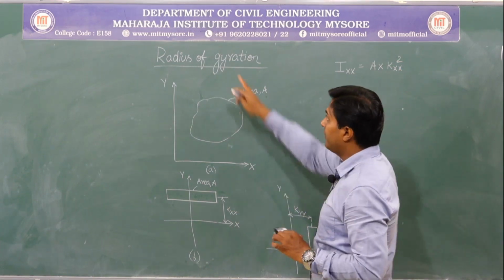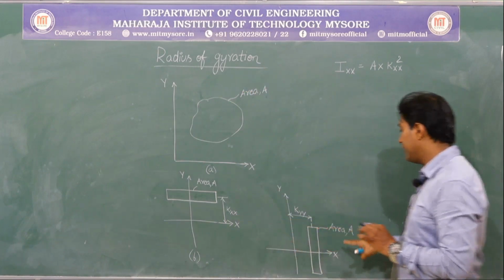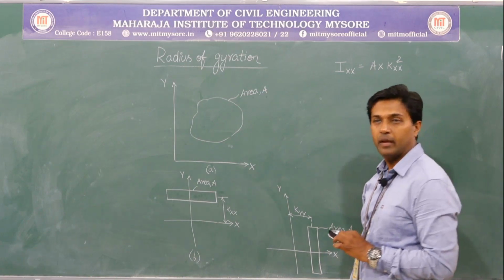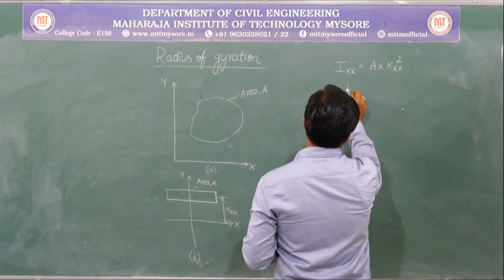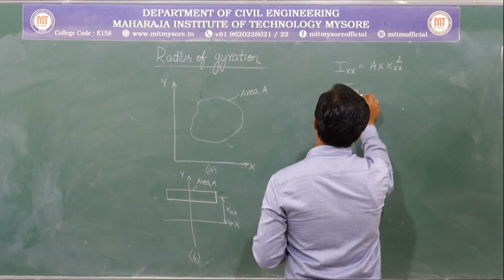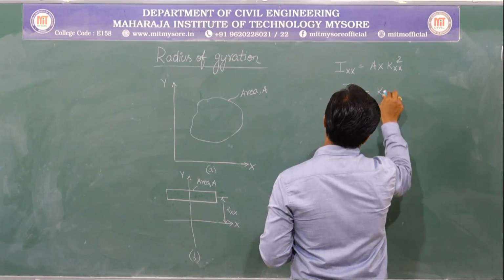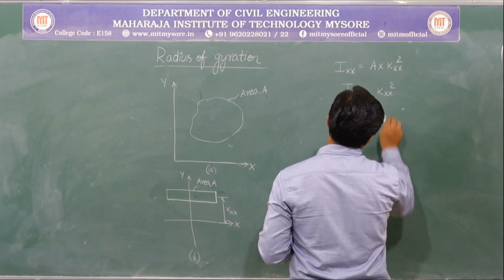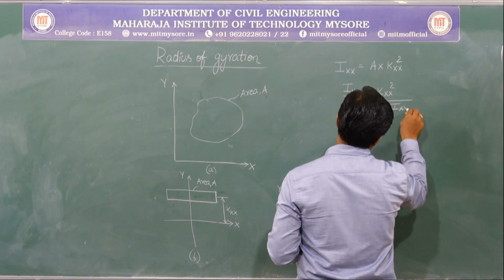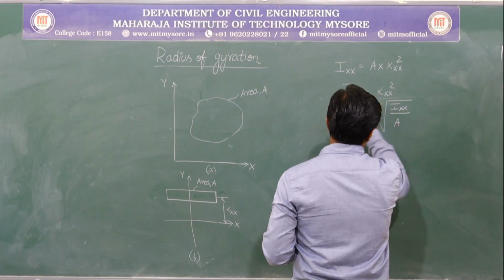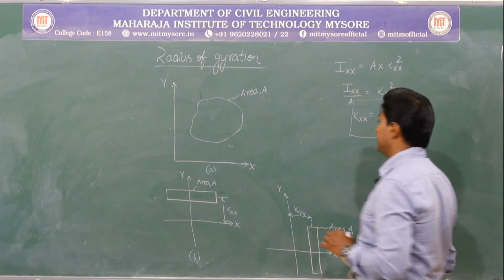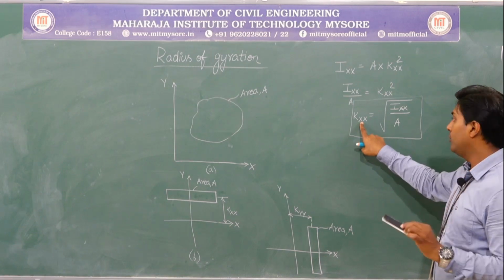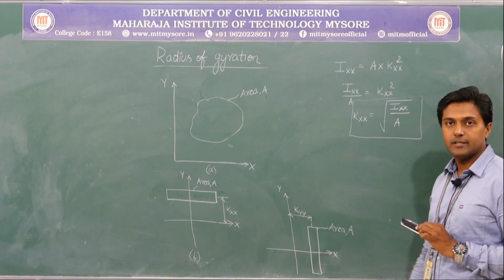I want the formula for radius of gyration, where kxx and kyy are the radius of gyration about x axis and y axis respectively. Now let me alter it a little. It is Ixx by capital A is equal to kxx square, or else kxx is equal to square root of Ixx by A. So this is one more formula that we will be using. It is the radius of gyration of that particular object about xx axis.